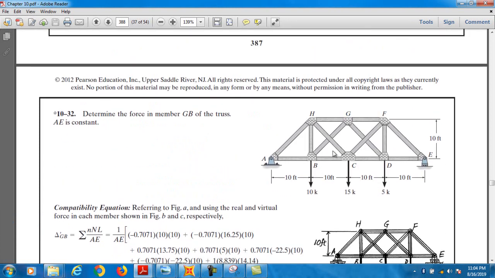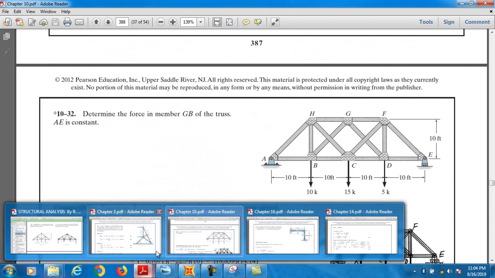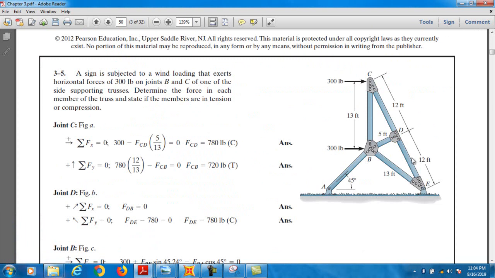So this was done, clear. Now we basically solve this example. This example is a little bit tricky, because here you cannot use the 2D truss template. If you are using it, it is very tricky and very complicated for you.